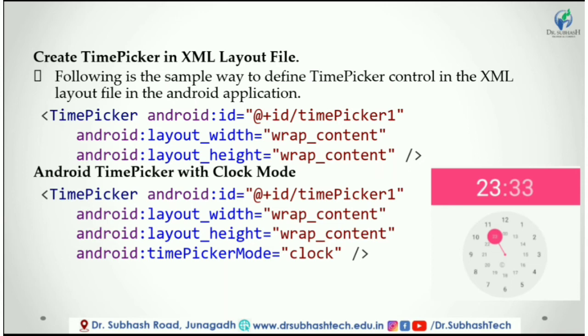First is Android time picker with clock mode. We can define Android time picker to show the time in clock format by using the android:timePickerMode attribute. Following is the example of showing the time picker in clock mode. The above code will return the time picker like shown in the figure. If you observe the above result, we got the time picker in clock mode to select a time in hours and minutes based on our requirement.